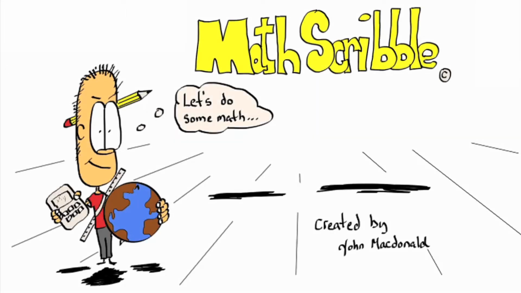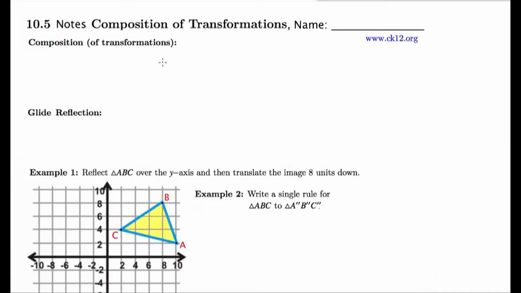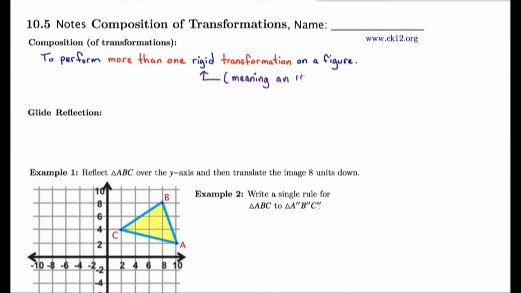Hi everybody. In this section we're looking at composition of transformations. So what is a composition? Well, if we perform more than one rigid transformation on a figure, it's a composition. So rigid meaning it's an isometry or it's a congruent figure. So we're not going to do a dilation, shrinking it, or blowing up. The figures that get transformed are going to be congruent.